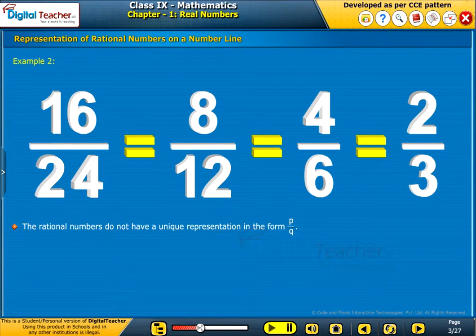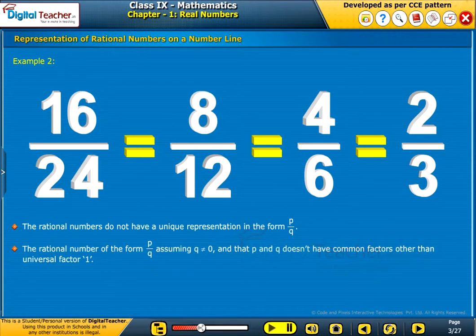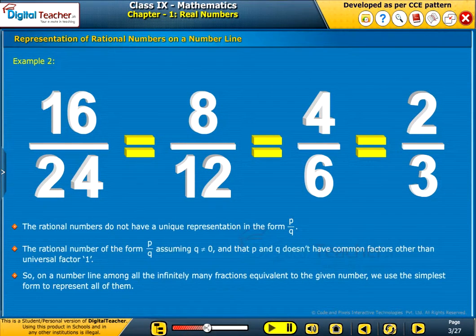And also we observe that the rational number is of the form P by Q, assuming Q not equal to 0, and that P and Q don't have common factors other than the universal factor 1. So, on a number line, among all the infinitely many fractions equivalent to the given number, we use the simplest form to represent all of them.